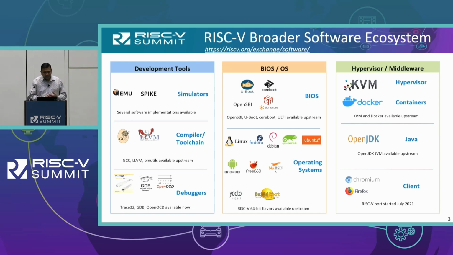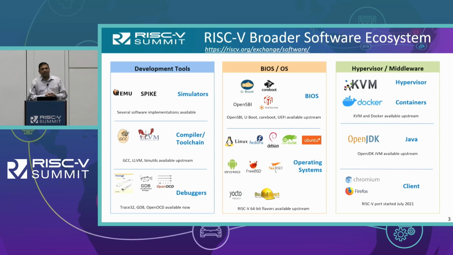Those pieces are also available in open source today. Going to debuggers, there's Trace32 provided by Lauterbach. There is GDB and OpenOCD. These are JTAG-based debuggers, and those are needed for bring up as well. So in terms of bring up development tools, most of them that are needed for the enterprise ecosystem are available in some form in open source today.